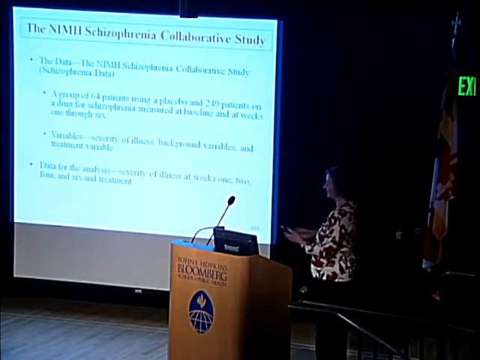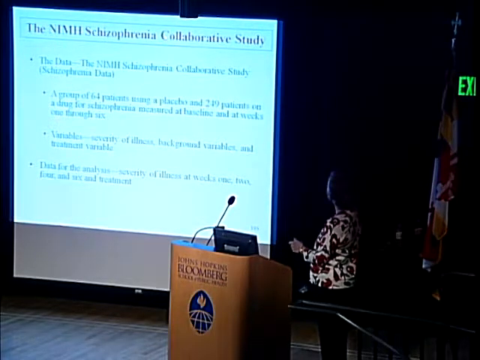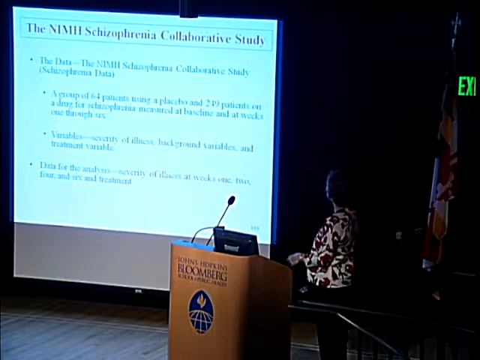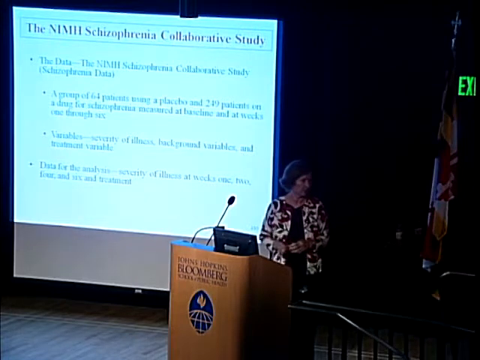So we're going to take a look at an example, data from the NIMH Schizophrenia Collaborative Study. In this study, they look at schizophrenia data. There were 64 people using a placebo, 249 on a drug for schizophrenia, measured at baseline and in weeks 1 through 6. So we're going to be looking at a severity of illness variable that's binary, and we're going to be looking at it at weeks 1 to 4, and 6, and including a treatment variable.